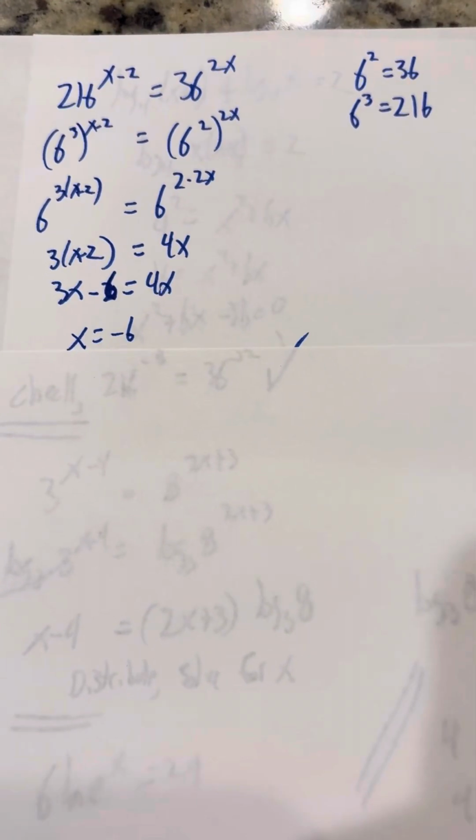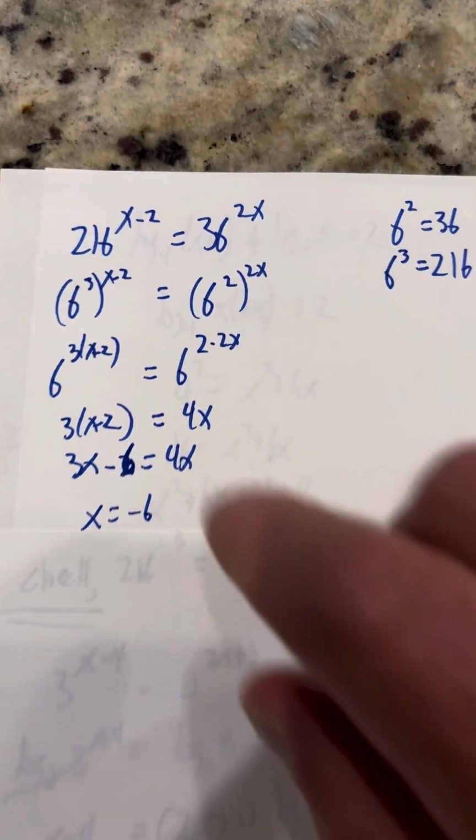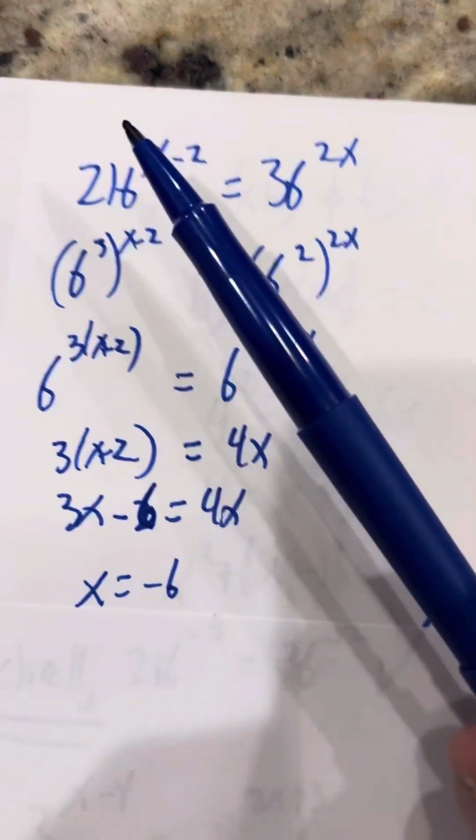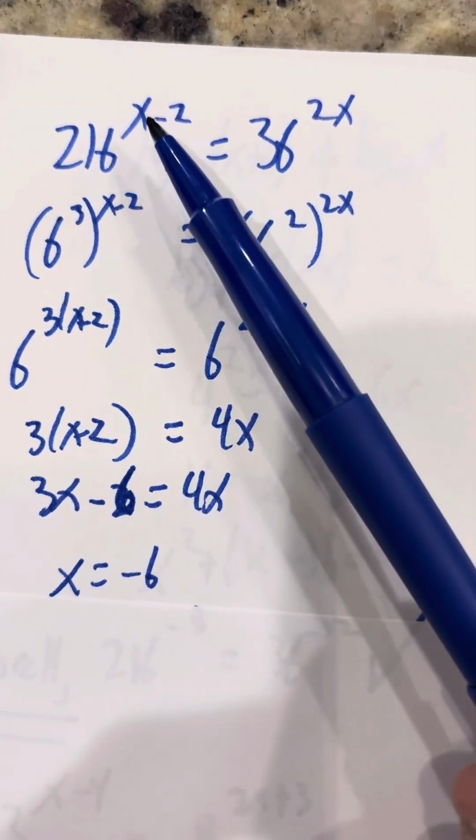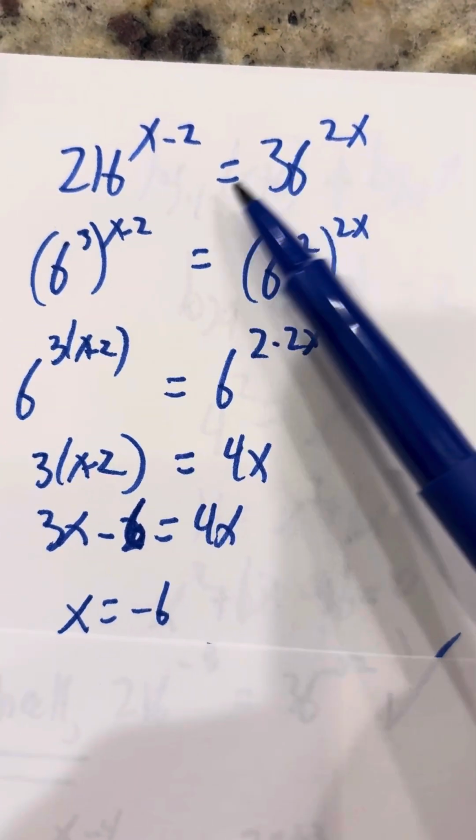Okay, got a couple of log exponential questions. First question is, solve for x. 216 to the x minus 2 equals 36 to the 2x.